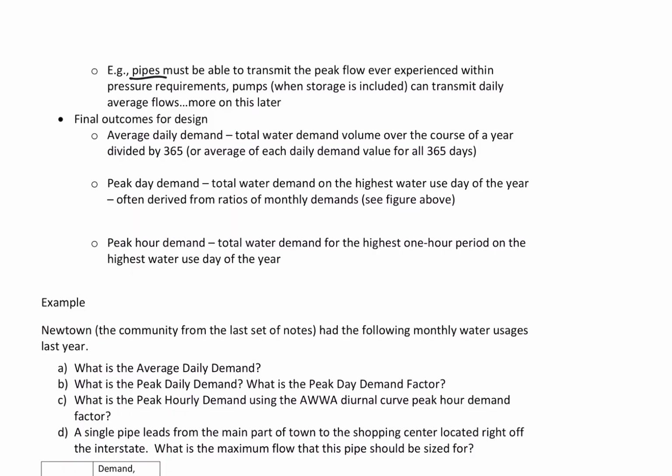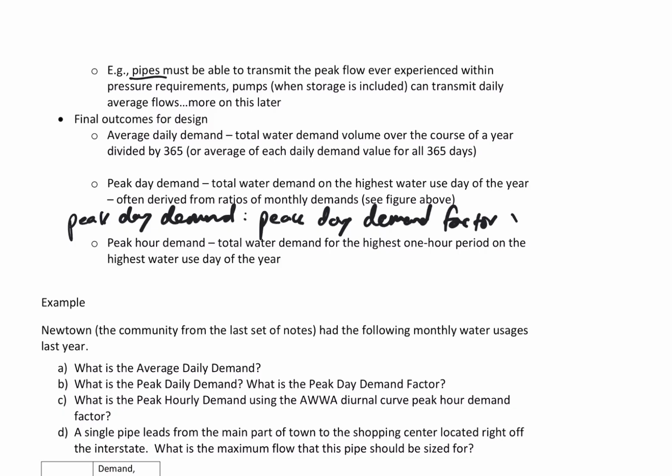But then we say, look, it varies throughout the course of the year. So this peak day demand is the total water demand on the highest water use day of the year, which is often derived from ratios of monthly demands. So let's write out this equation. Our peak day demand is going to be our peak day demand factor times our average daily demand.